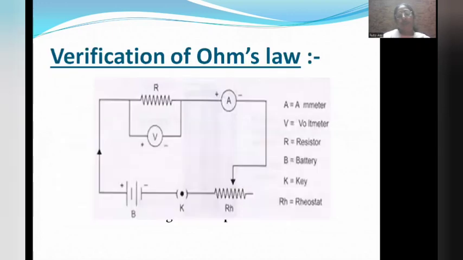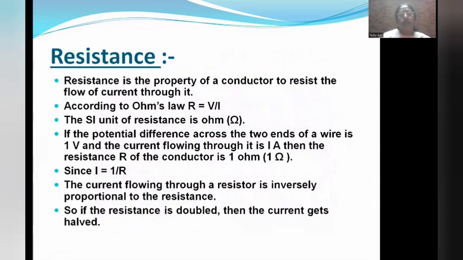Now we will see what is resistance. So resistance is the property of a conductor to oppose the flow of current through it. And according to Ohm's law, R is equal to V upon I. And the SI unit of resistance is Ohm. Now R is equal to V upon I means the current is inversely proportional to the resistance. So when you increase the resistance, the current will decrease, and when you decrease the resistance, the current will increase.